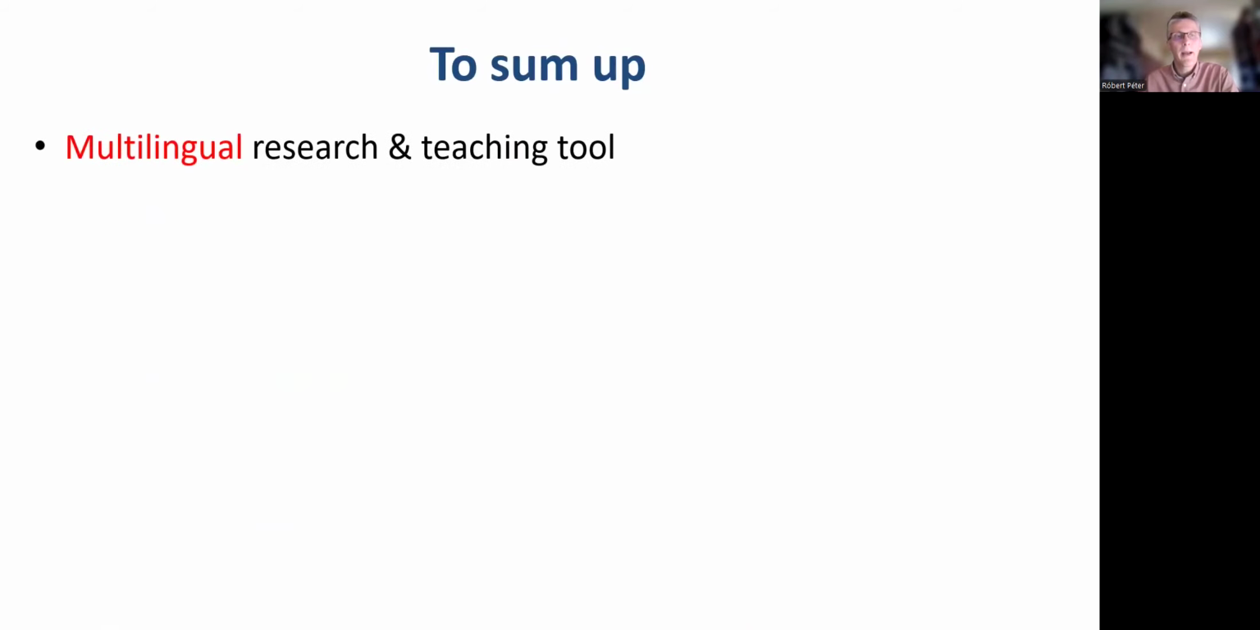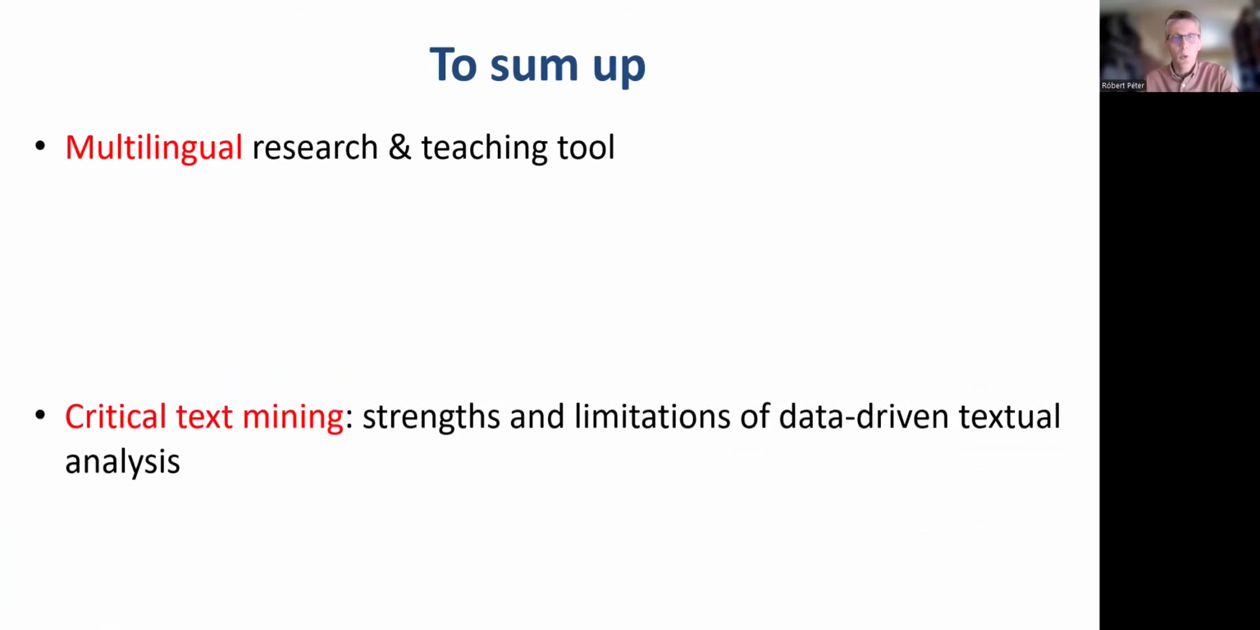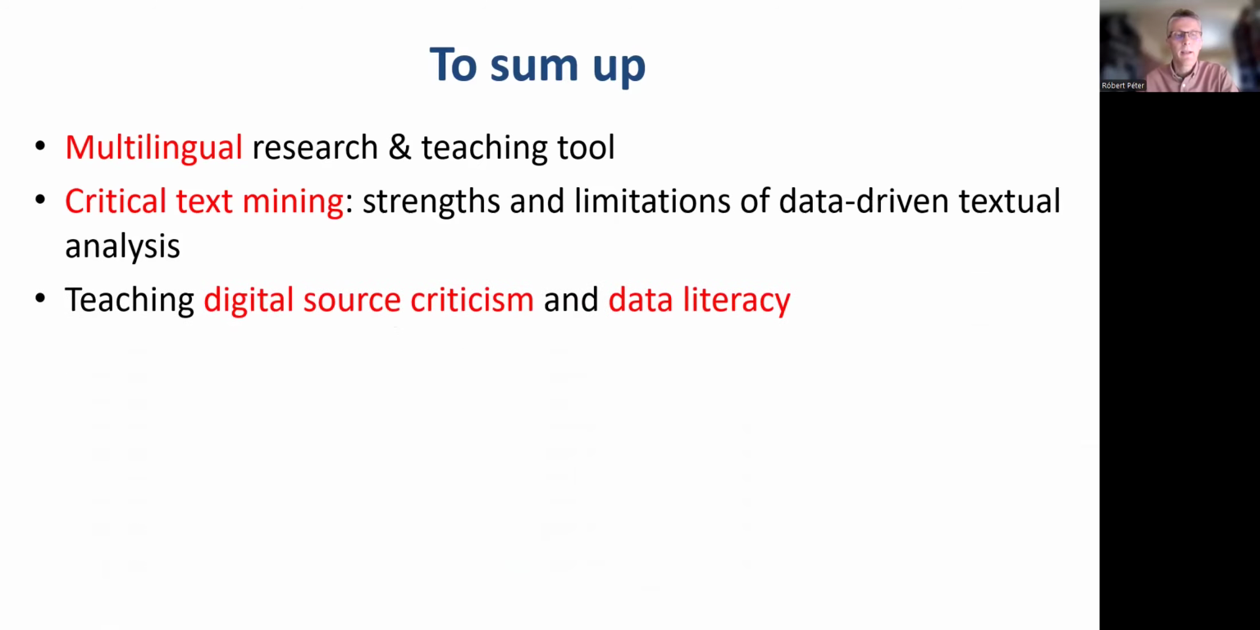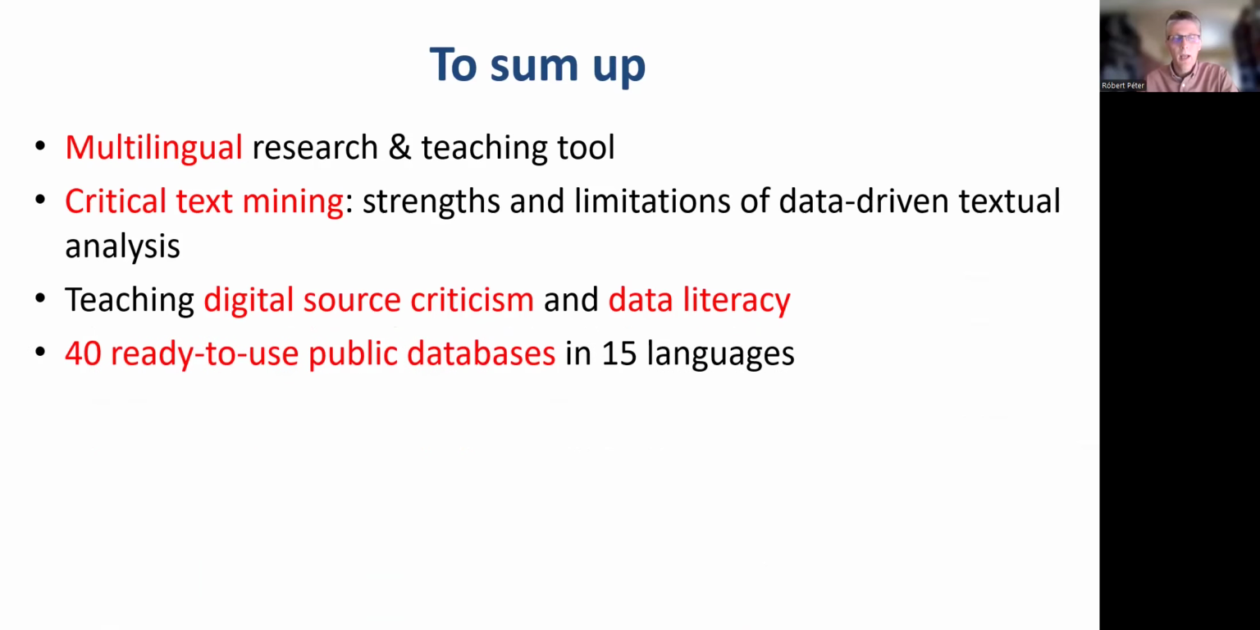To sum up, avobmat is a multilingual research and teaching tool for critical text mining. It helps users to highlight and identify the biases, strengths, and limitations of data-driven textual analysis. You can use it to teach digital source criticism and data literacy. Currently, it offers 40 ready-to-use public databases in 15 languages.